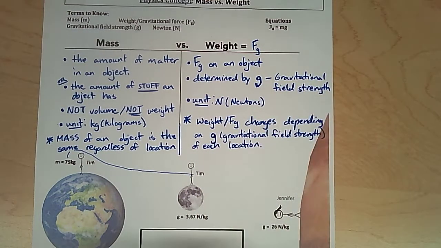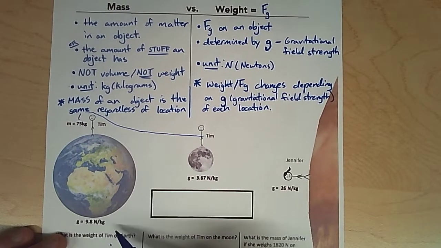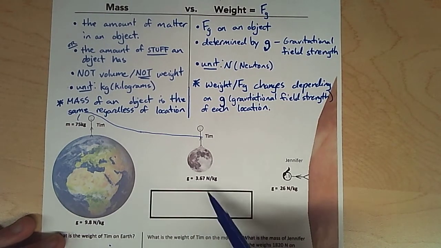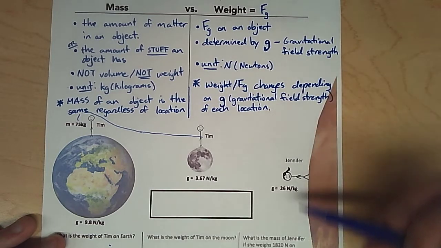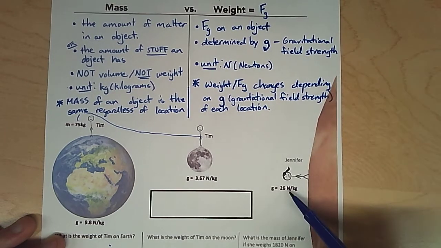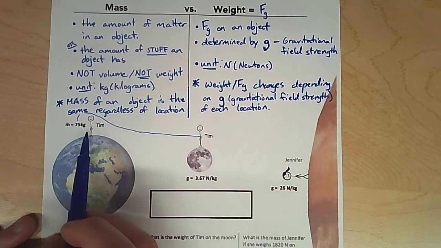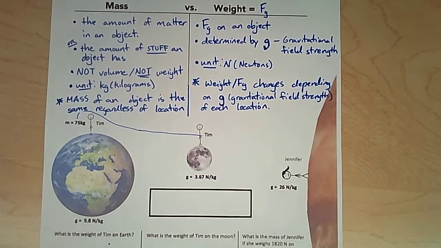So if I'm on the Earth, with a g of 9.8 newtons per kilogram, or if I'm on the moon, notice that that gravitational field strength is less. That kind of makes sense. Gravity's less on the moon. That's why you can jump higher. And then on Jupiter, it's a really, really big gravitational field strength because it's a really, really big planet. So your weight on each of these planets is going to be different. But if you're the same person at any of these locations, you're going to have the same mass.